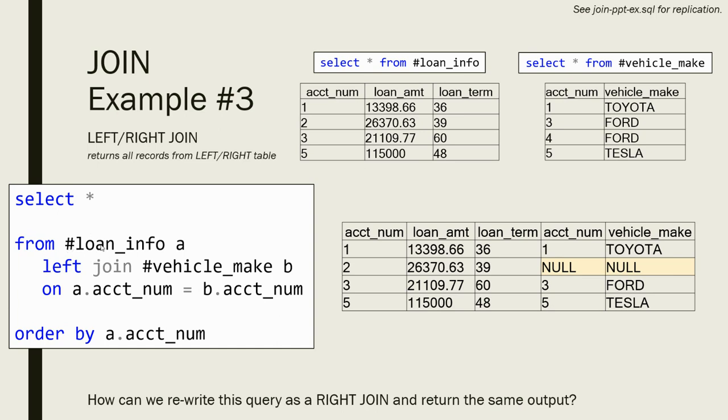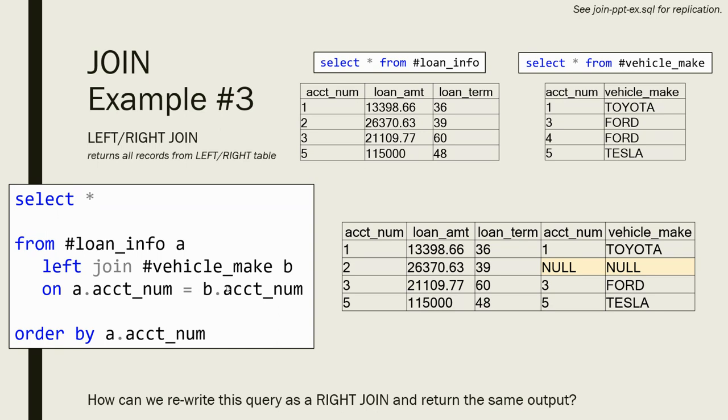And if we were to write this out on a single line and look directly at it, loan info, this temporary table here, would be on the left hand side of the left join keywords, and then vehicle make is on the right side. So that's our right table. Vehicle make with table alias B is our right table. Loan info with table alias A is our left table.